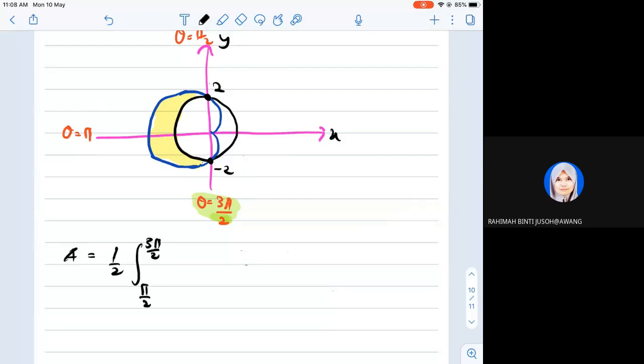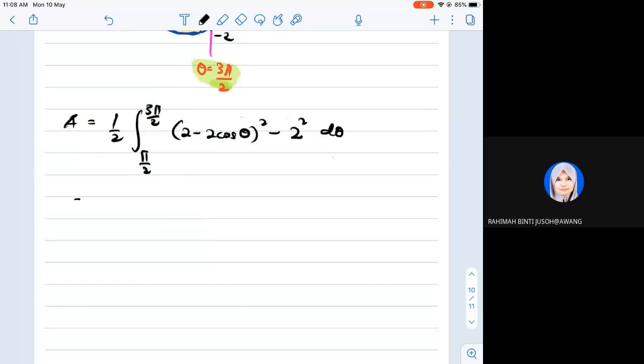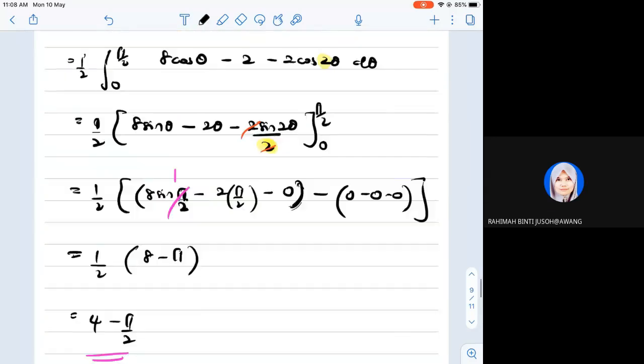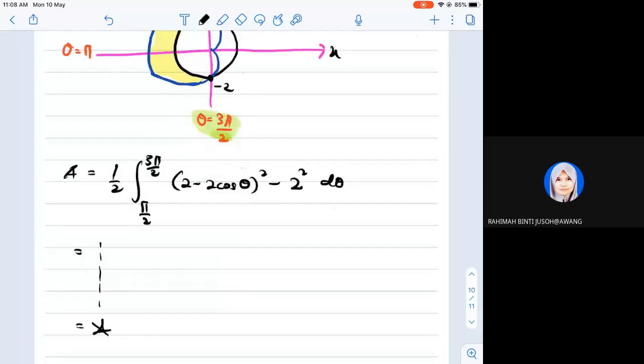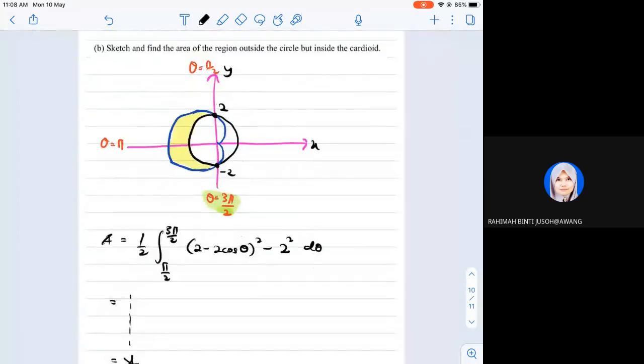Okay, so what minus what now? Cardioid minus circle. Yes, cardioid minus circle. So cardioid is 2 minus 2 cos theta, squared, minus 2 squared d theta. Okay. So you can proceed, guys, until you get the answer. The steps are the same as above. I just wanted to show you how to find the angle.